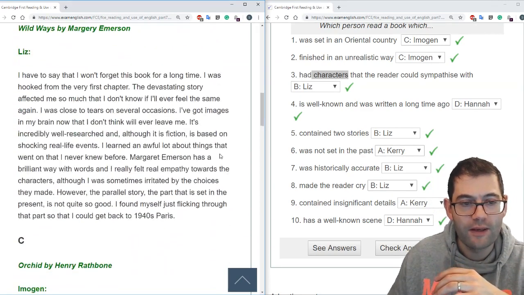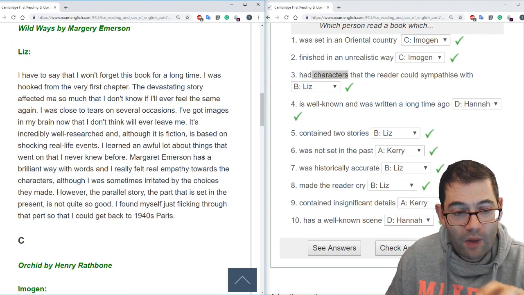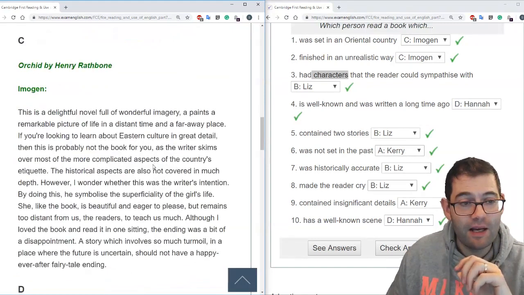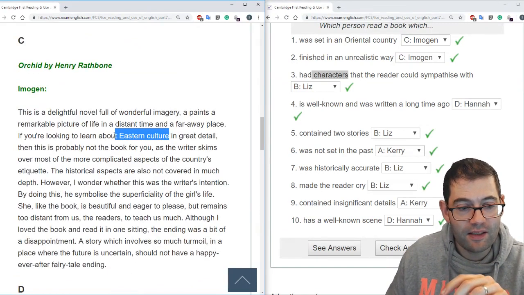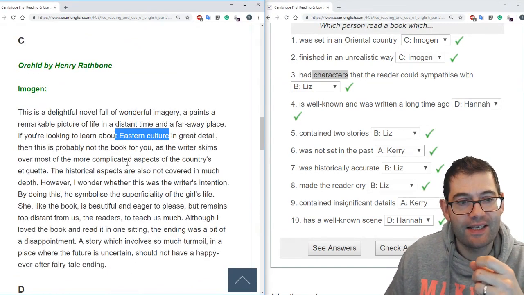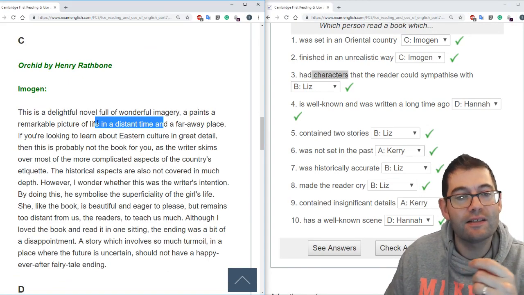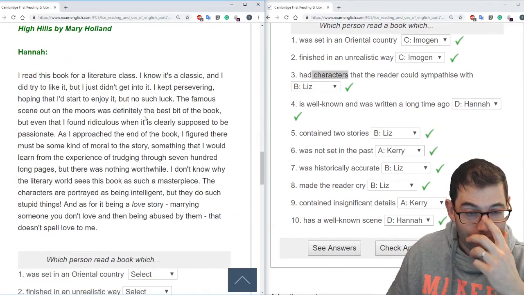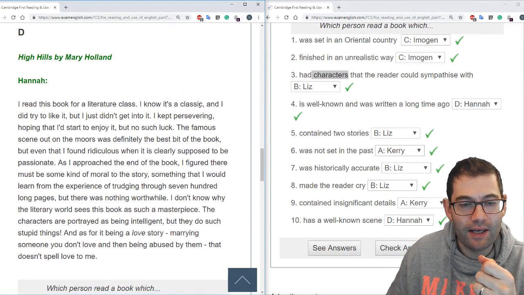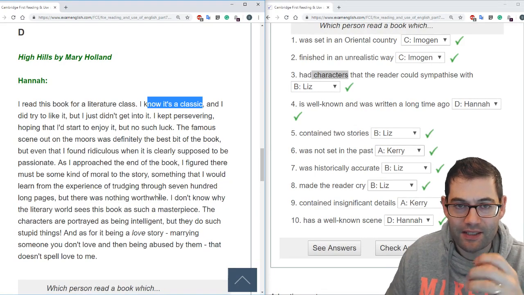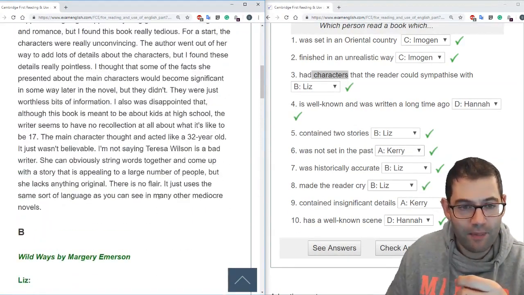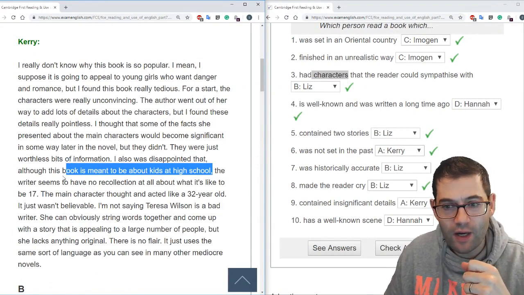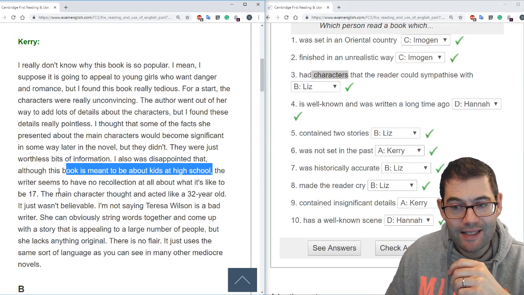If we go through the other answers, we've got B, which talks about 1940s Paris. Clearly, this is set in the past. We've got this story about Eastern culture. The inference is that this is set in the past as well. Here we go. In a distant time and faraway place. So this is set in the past. And then, of course, we know from the previous answer that this is a classic and it's a masterpiece. So by process of elimination and that piece of vocabulary here, meant to be about kids at high school, this is the reason why the answer for 6 is A.